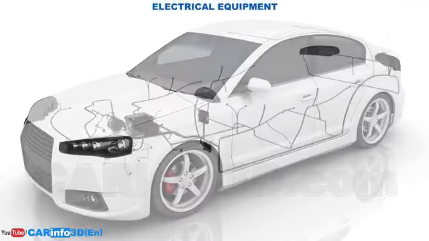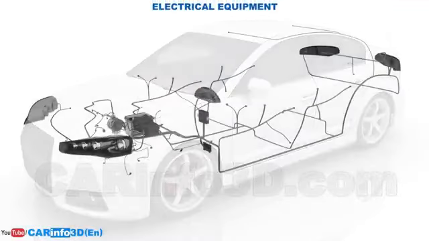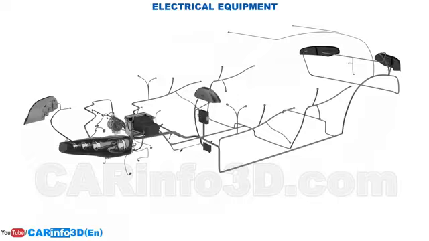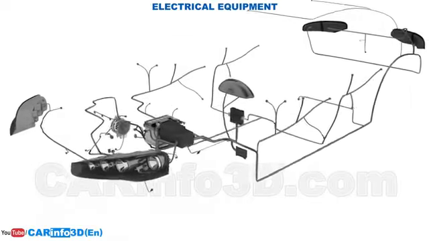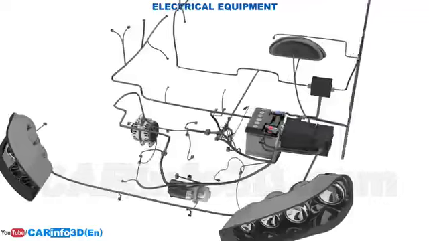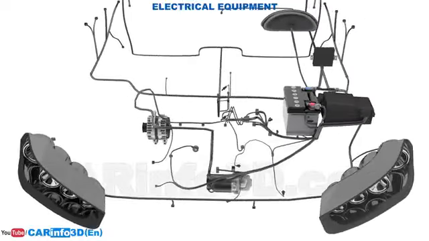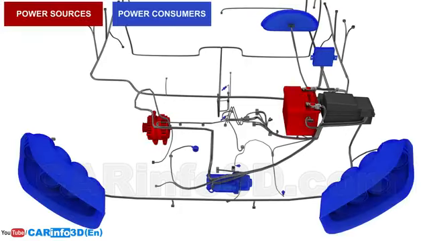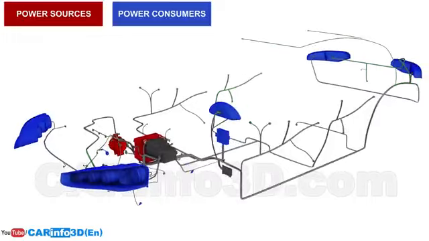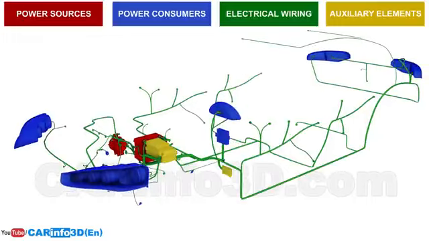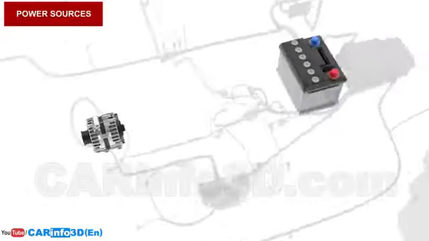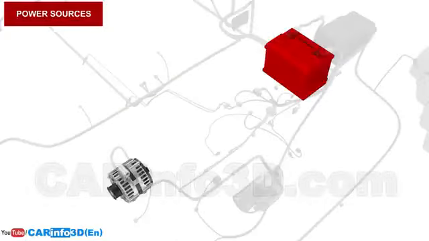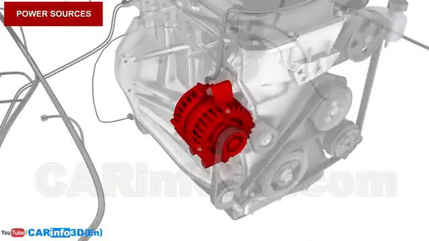Passing on to electrical equipment. Modern vehicles are inconceivable without electrical equipment. It stores, generates, transmits, and consumes electricity. Electrical equipment within a vehicle can be classified into a few categories: power sources, power consumers, electrical wiring, auxiliary elements. Power sources are the battery and the generator.